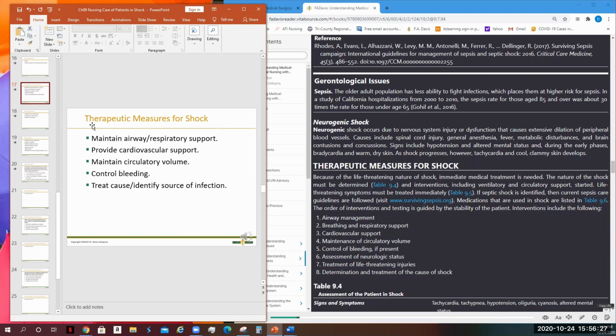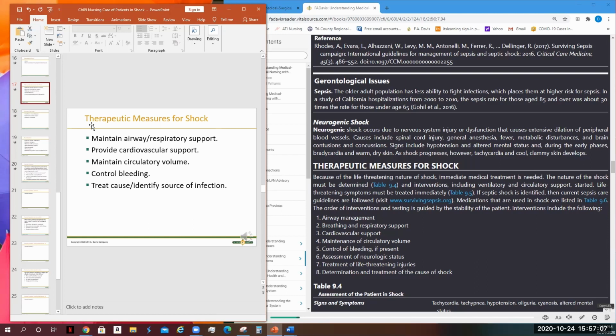Interventions include the following: 1. Airway management. 2. Breathing and respiratory support. 3. Cardiovascular support. 4. Maintenance of circulatory volume. 5. Control of bleeding if present. 6. Assessment of neurologic status. 7. Treatment of life-threatening injuries. And 8. Determination and treatment of the cause of the shock.